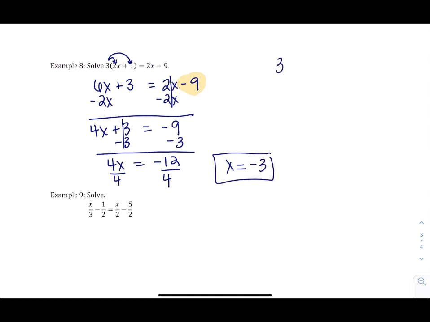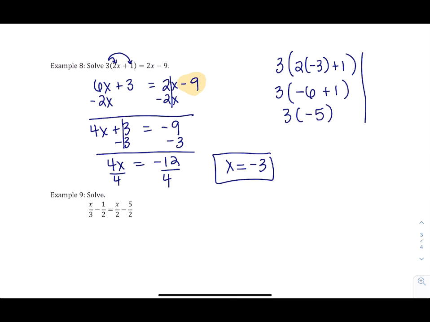I will check that. So here I need to do the parentheses first. It's going to be -6 plus 1. Then -6 plus 1 is -5. So I get -15 on the left. And then 2 times -3 minus 9 is -6 minus 9, which is also -15. So x equals -3 is the solution.